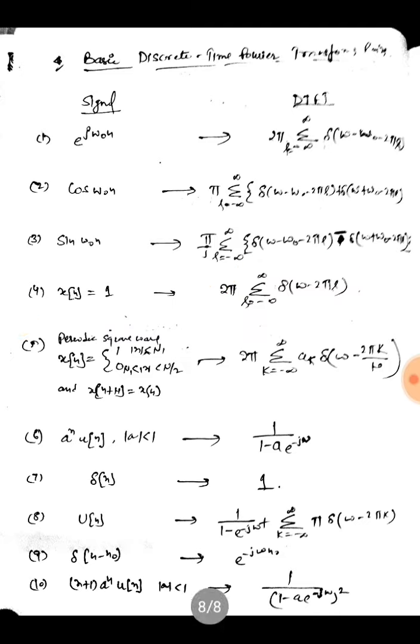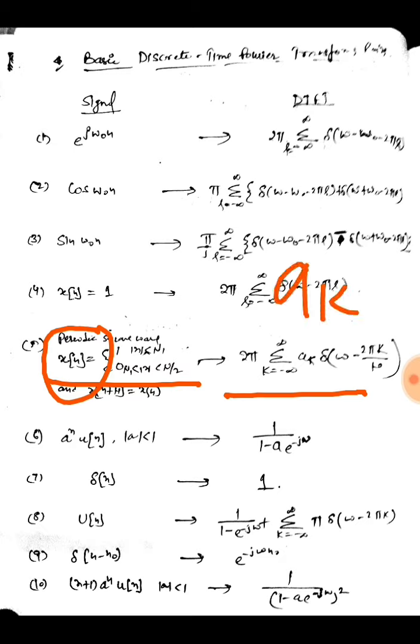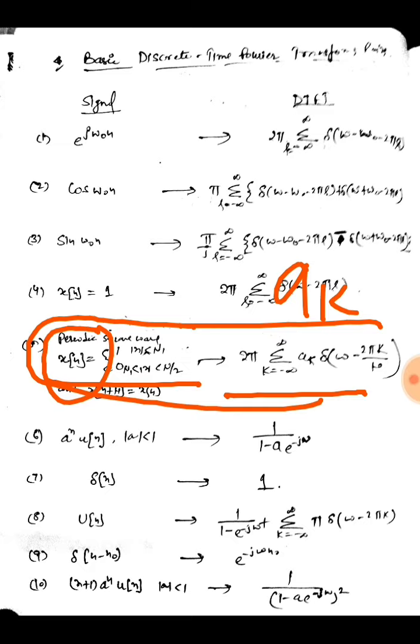And this is the Fourier transform for a periodic square wave. It comes out to be 2 pi times the summation over k from minus infinity to infinity of a_k delta of omega minus 2 pi k by N naught, where N naught is the time period of this periodic signal and a_k is the Fourier series coefficient. For that you need to learn the Fourier series, which is not part of signals and systems in EE.